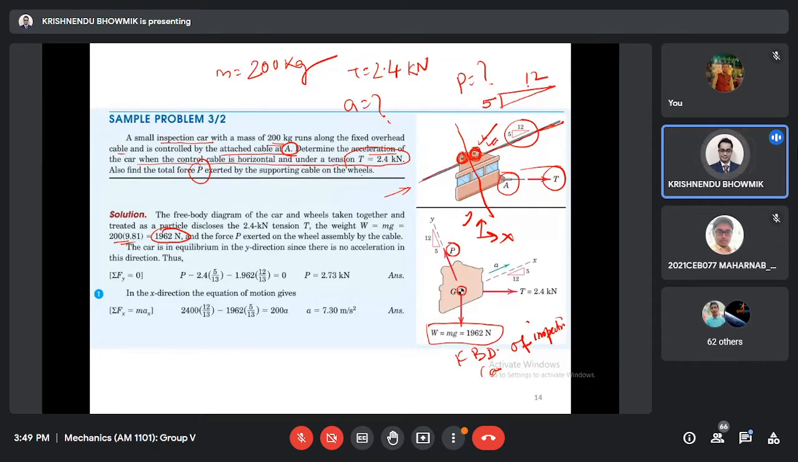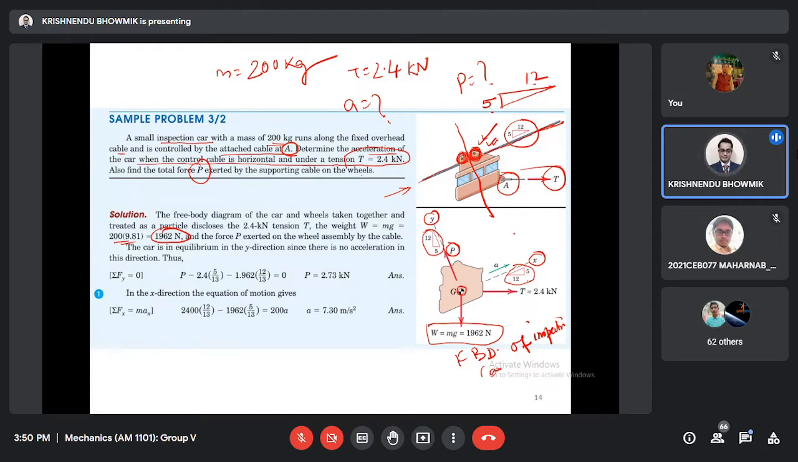Okay. If it is 12, it is 5. Then definitely we can write this one in a similar way. This is a 12 and 5. Okay. Here what has been shown, let it be x and y directions, we can consider inclined also. Let's concentrate on this x and y. Now if it is 5 by 12, it will be this way, 12 by 5.